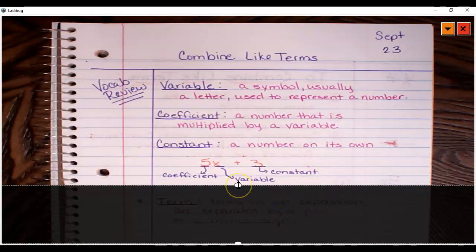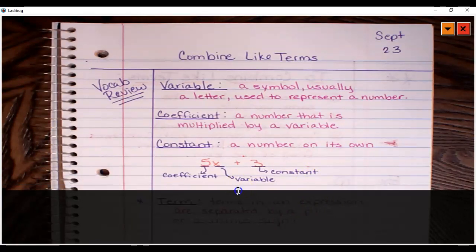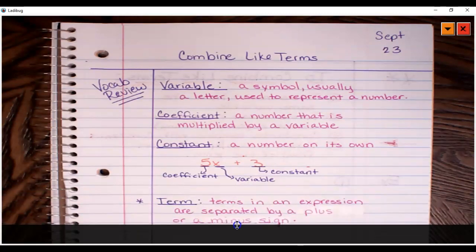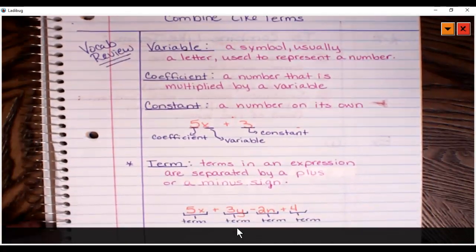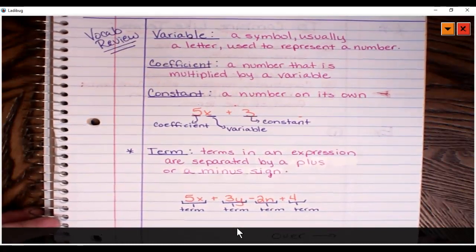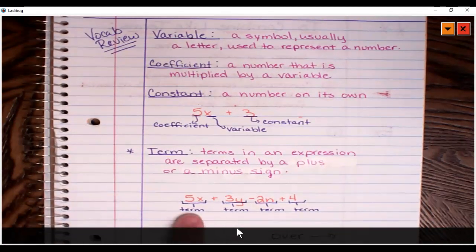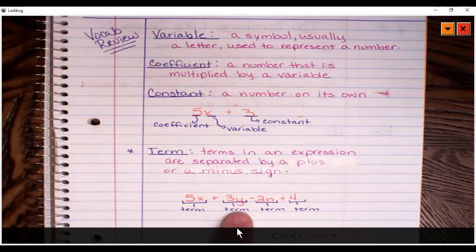There's one more vocabulary word that I don't remember if you did last year or not. It may be new to you this year. It is called a term. Terms in an expression are separated by a plus or a minus sign. So if we look at this expression, you can see that I have 1, 2, 3, and 4 terms. I have 4 different terms. I have 5x, 3y, 2n, and a 4. So each of those little pieces that is separated by the plus and minus signs is considered a term.